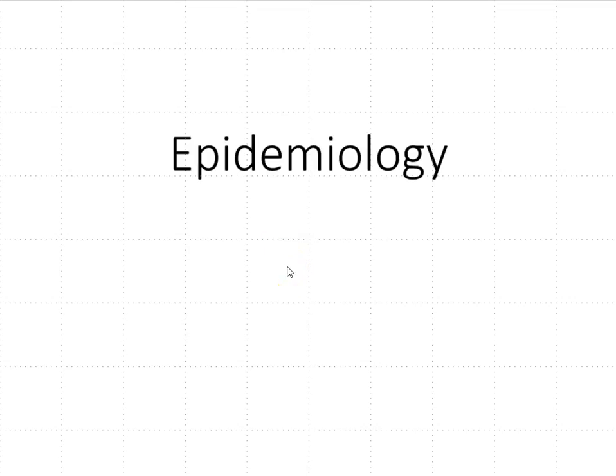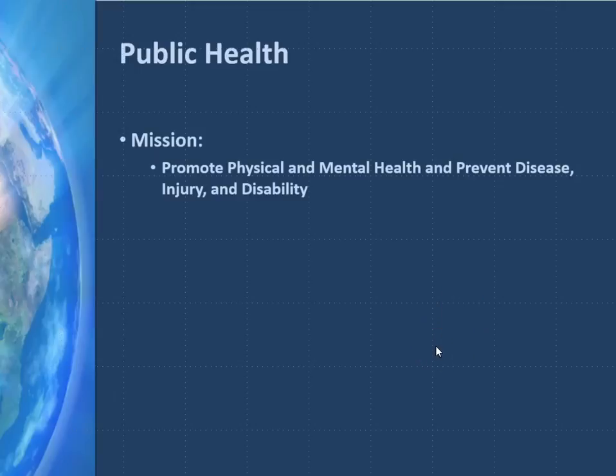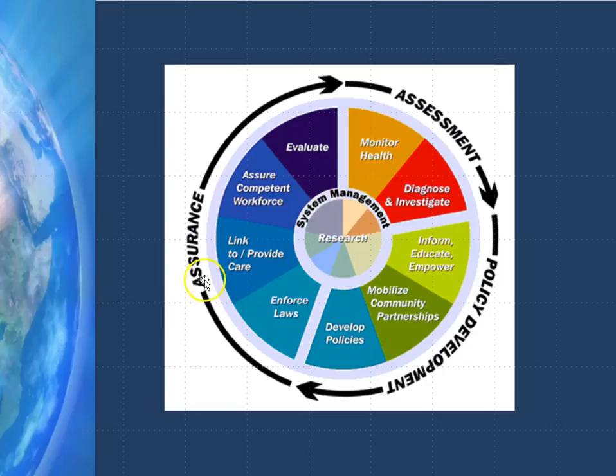Today we're going to talk about epidemiology. Last week we learned that the mission of public health was to promote physical and mental health and prevent disease, injury, and disability. And we looked at this little flow chart that goes through the process of what you do, and research being in the center is the epidemiology part.